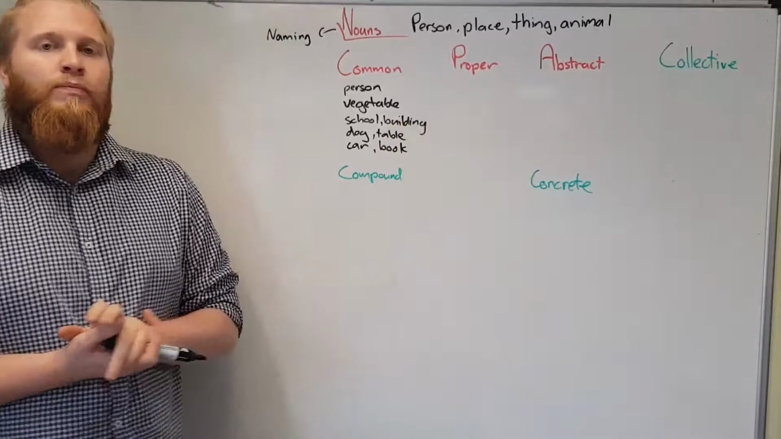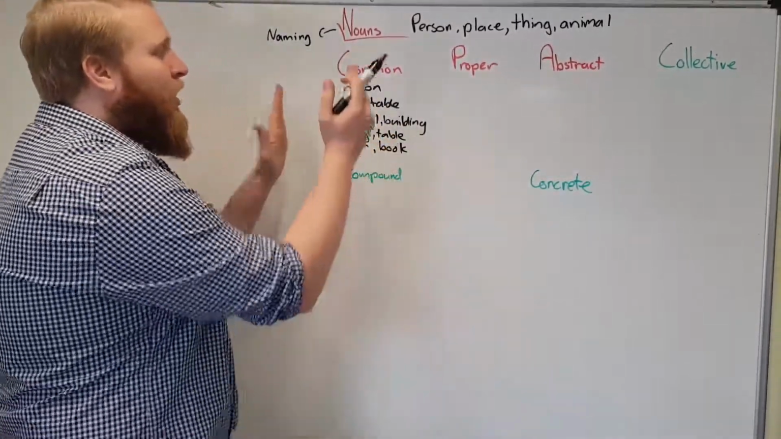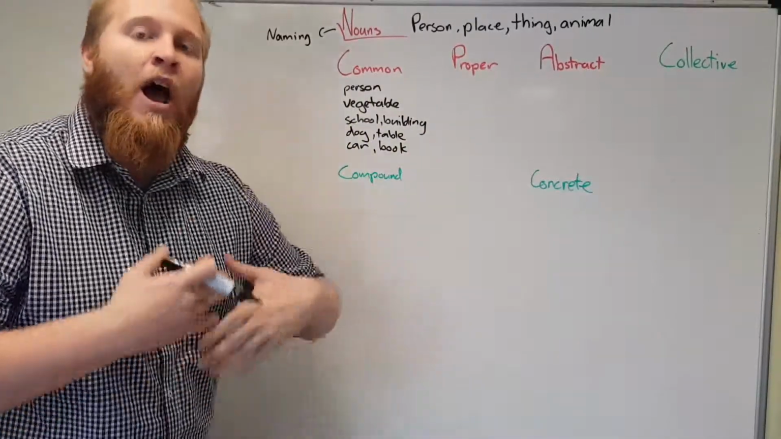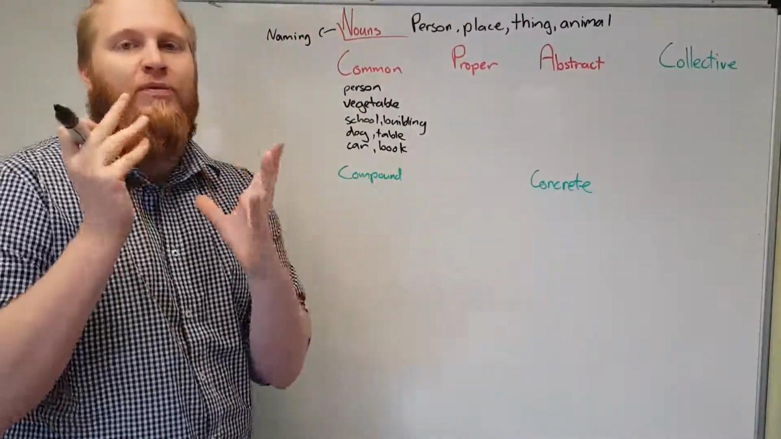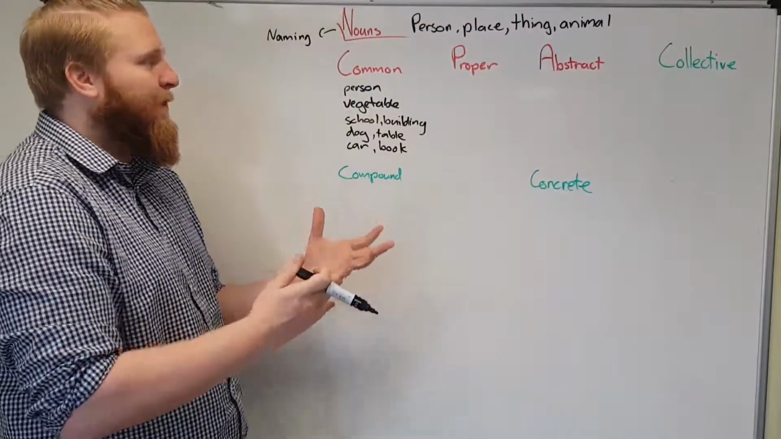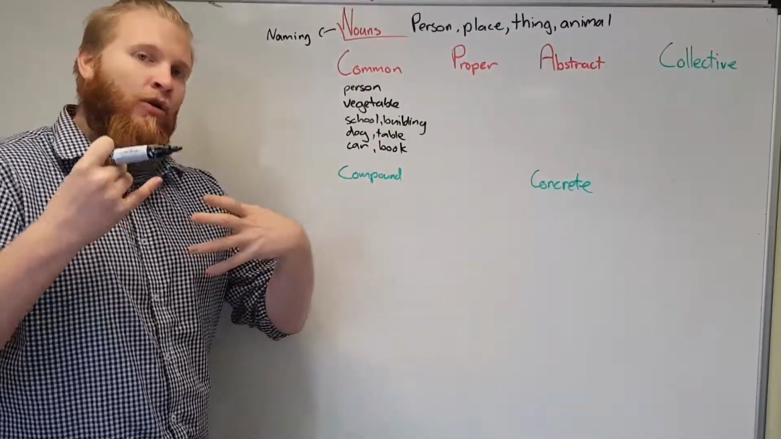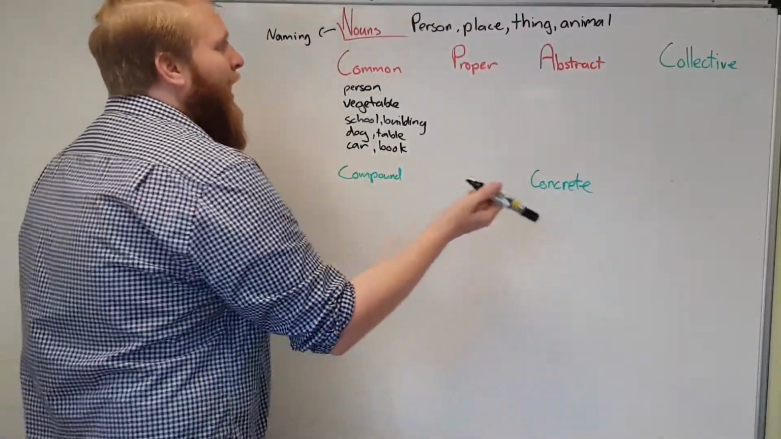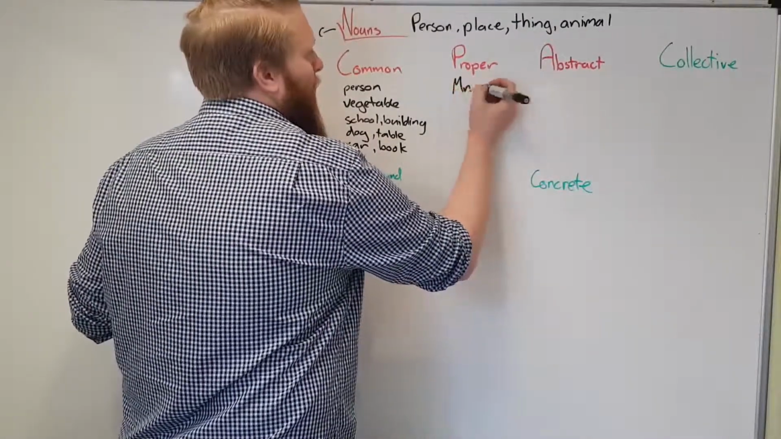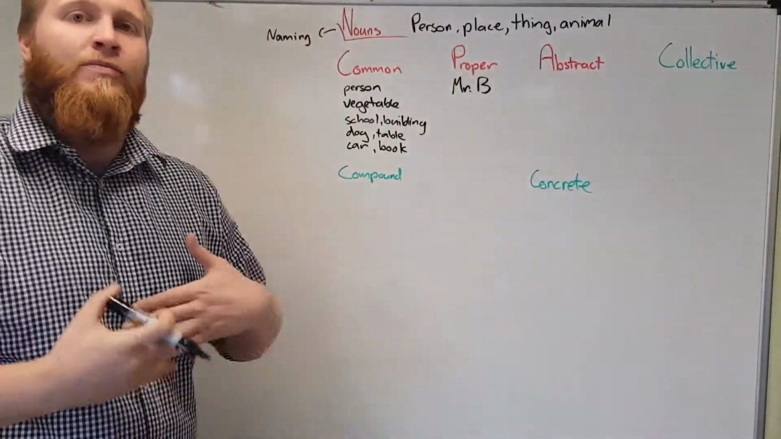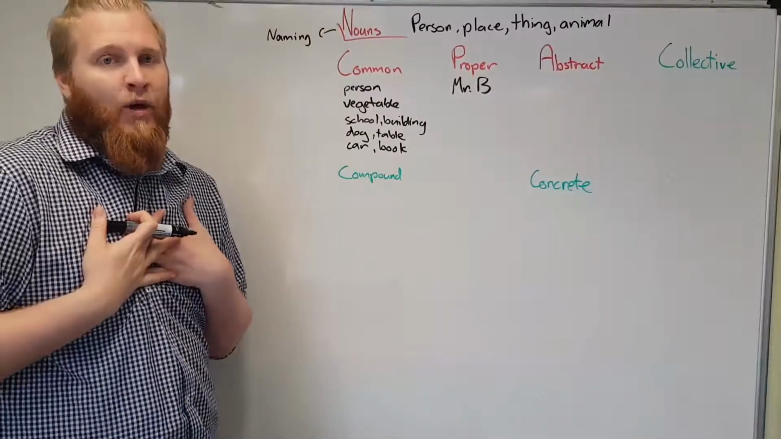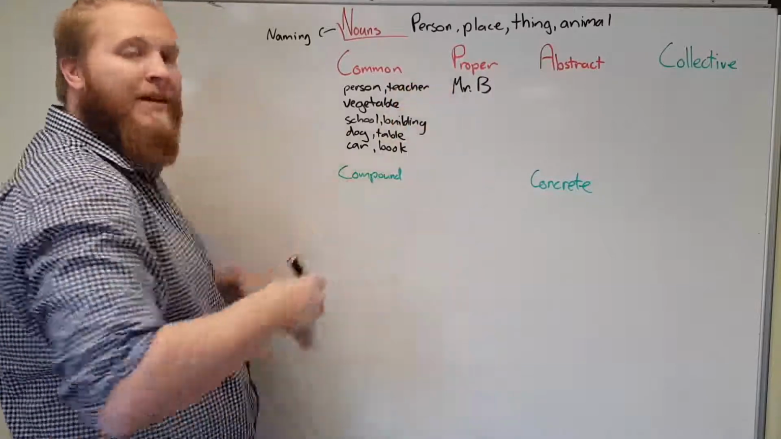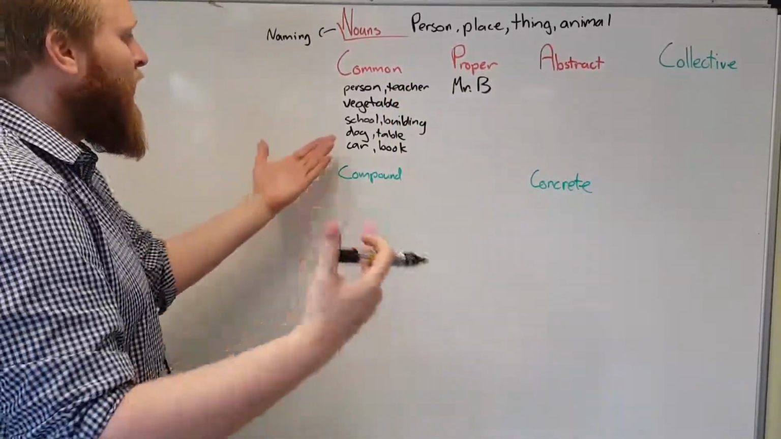Now let's move on to proper nouns. A common noun is just a general person, a general building, a general dog, things like that. A proper noun means we're referring to a specific object, a specific person or a specific thing, and in order to show that it's a proper noun, we use a capital letter. You'll all know you use capital letters for names, because Mr. B is my name, my specific name. Teacher would be the common noun, but Mr. B is the specific teacher you're talking about.